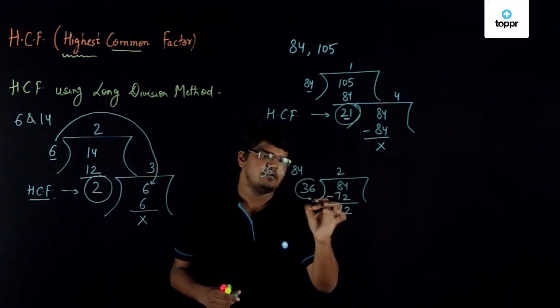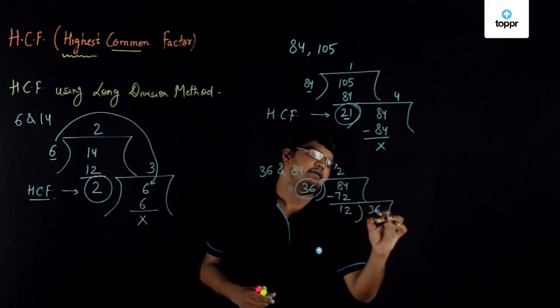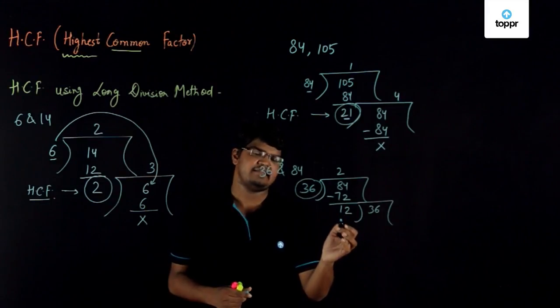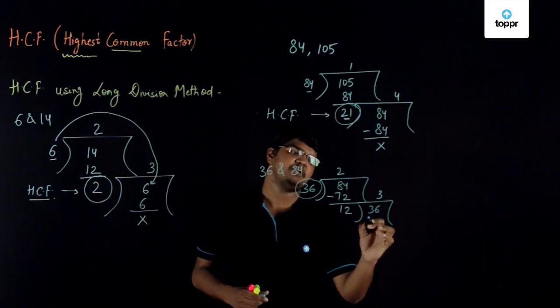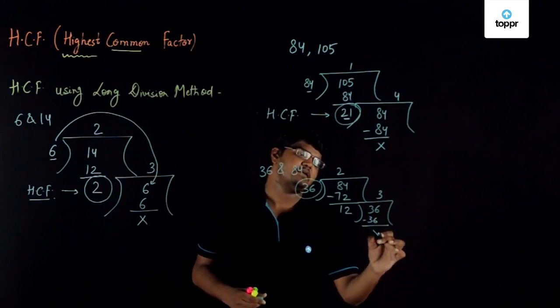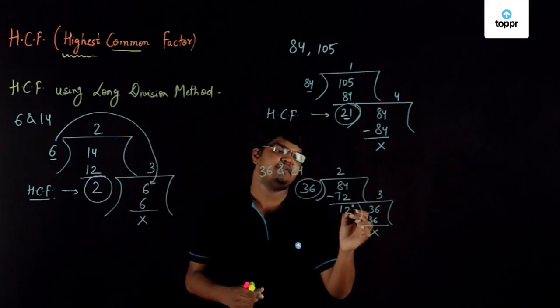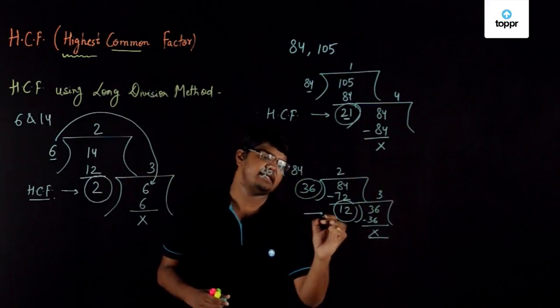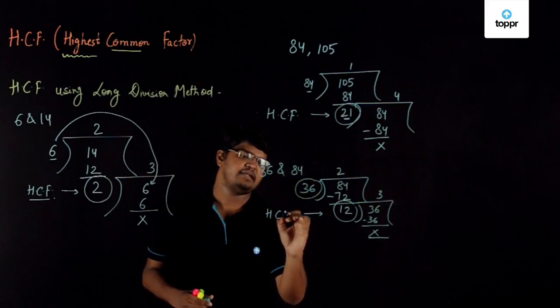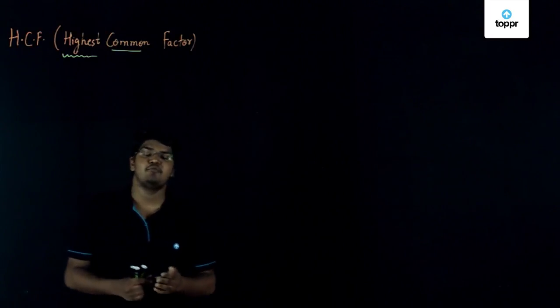Now this divisor will migrate here and will become our new dividend, and this 12 will become our new divisor. So this 36 when divided by 12 gives us 3 as the quotient and 0 as the remainder. And since the remainder is 0 and we have reached the point where we needed to make the remainder 0, we can say that the HCF of 36 and 84 is 12. Let us take one more example and solve it using the long division method.